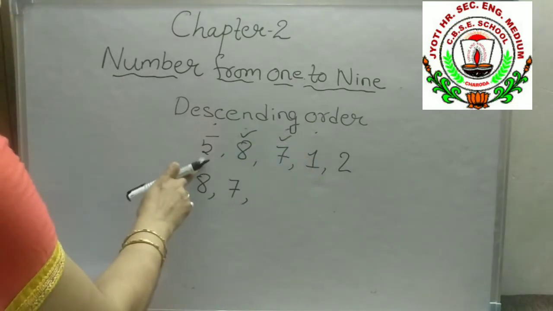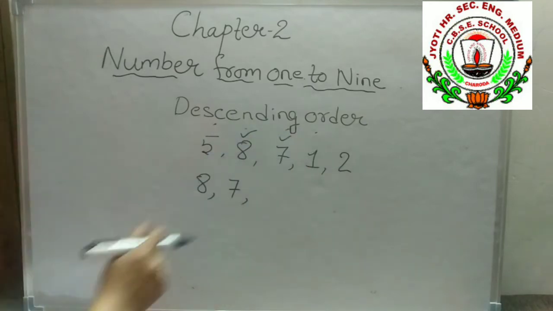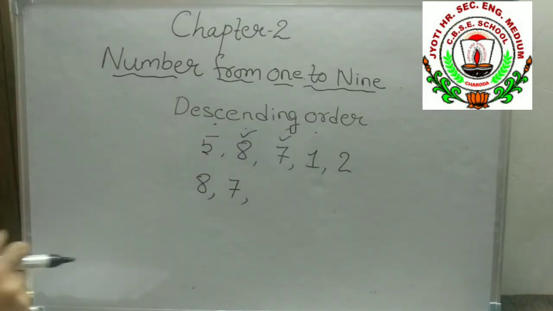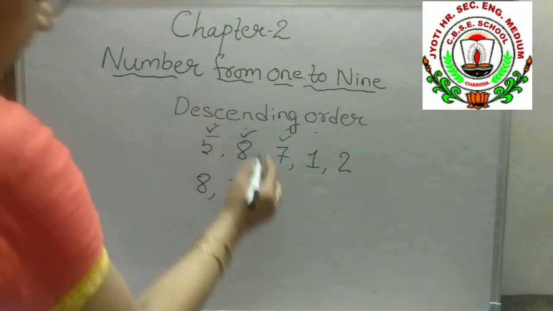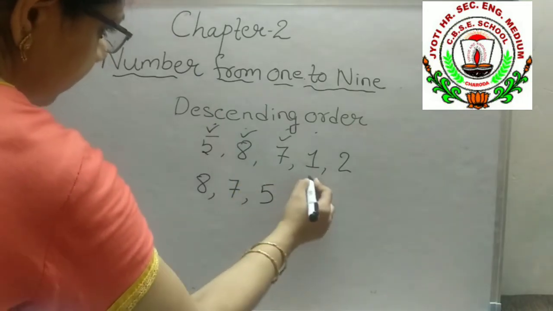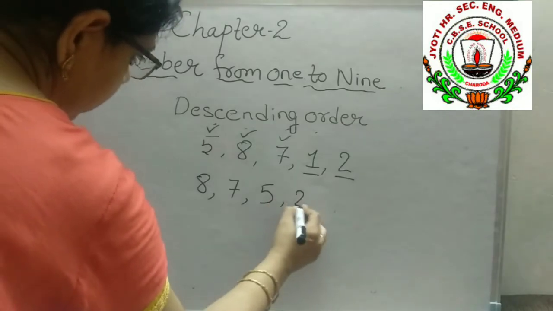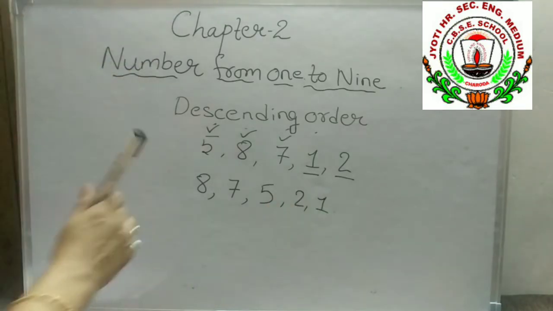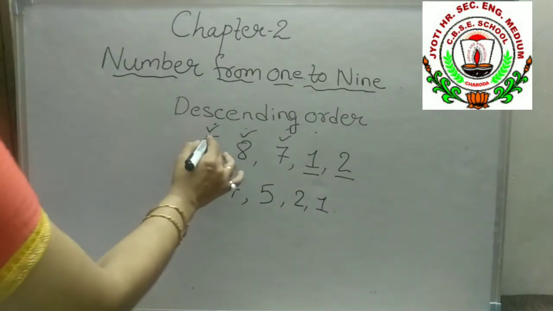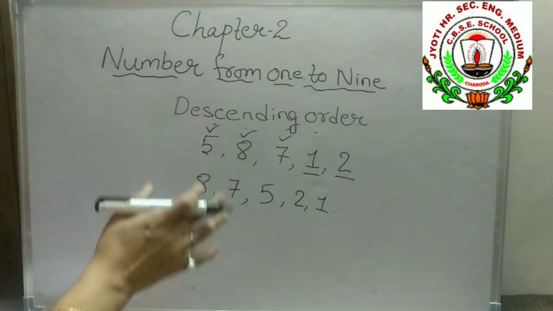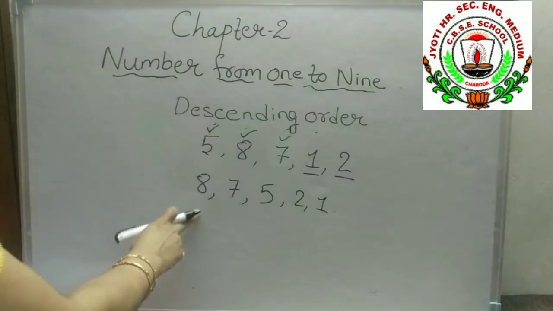After 7, the remaining numbers are 5, 1 and 2. In 5, 1 and 2, student, which is the bigger number? Yes, it is 5. So we will write 5. The remaining numbers are 1 and 2. So which is the bigger number? 2, then 1. If the numbers are given, from that we have to choose the bigger number. The bigger number we have to write.